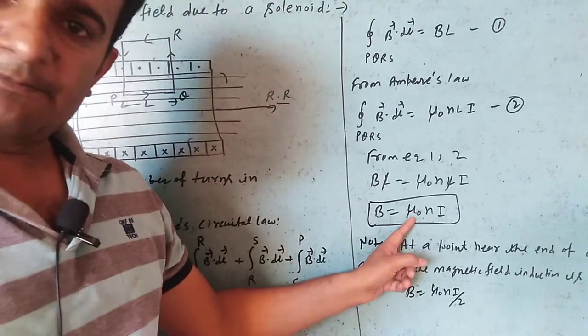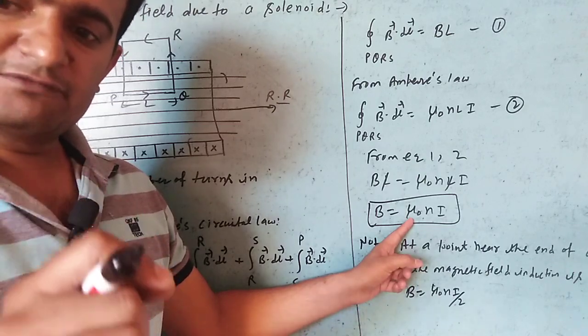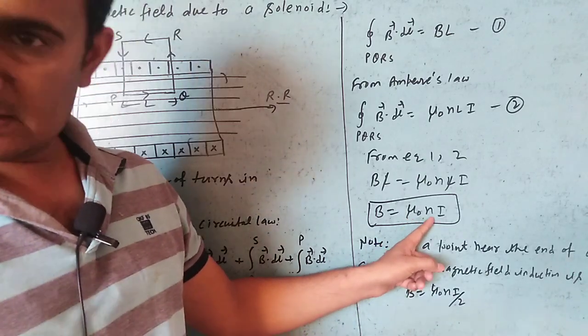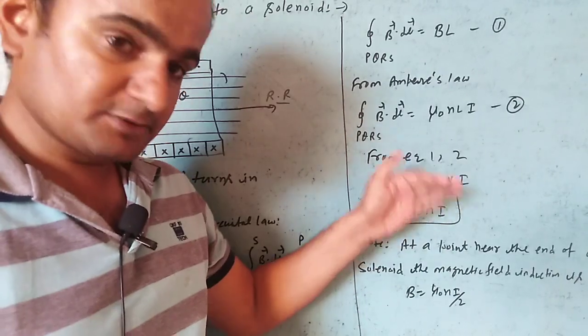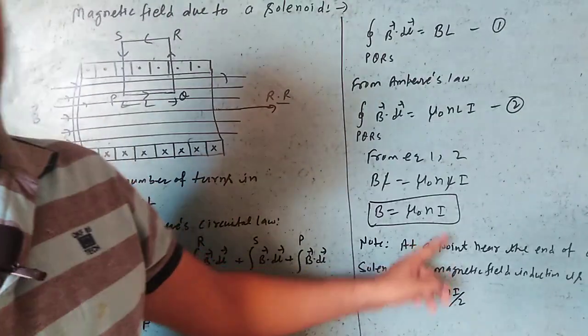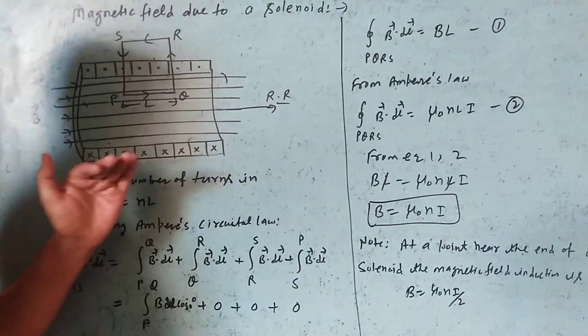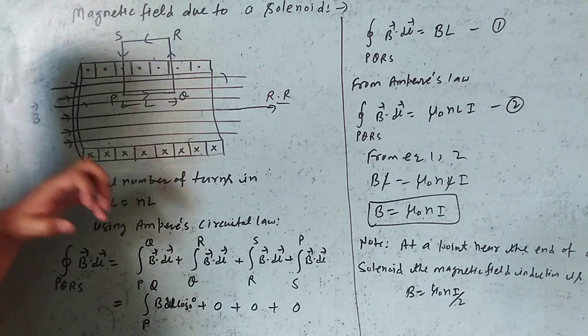Mu naught is the absolute magnetic permeability of free space. n is the number of turns per unit length. I is the current. Now, the magnetic field at a point near the end of a solenoid.